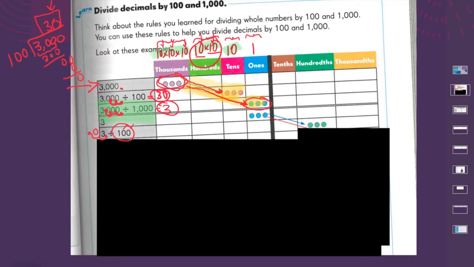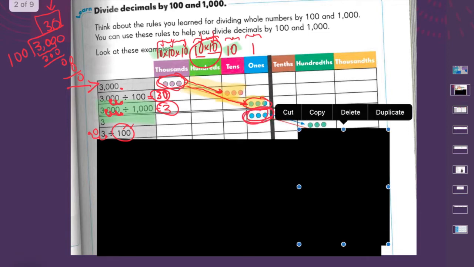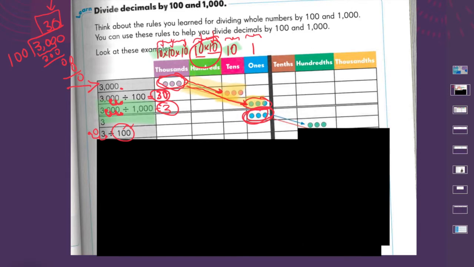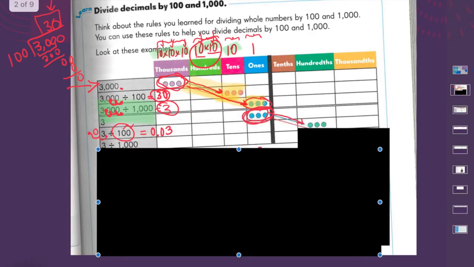And so as we regroup the 3 ones into dividing by 100, we're moving in our place value chart 1, 2 place values to the right to give us 3 hundredths. So 0.03 is 3 divided by 100. And what about if we divide 3 by 1,000?